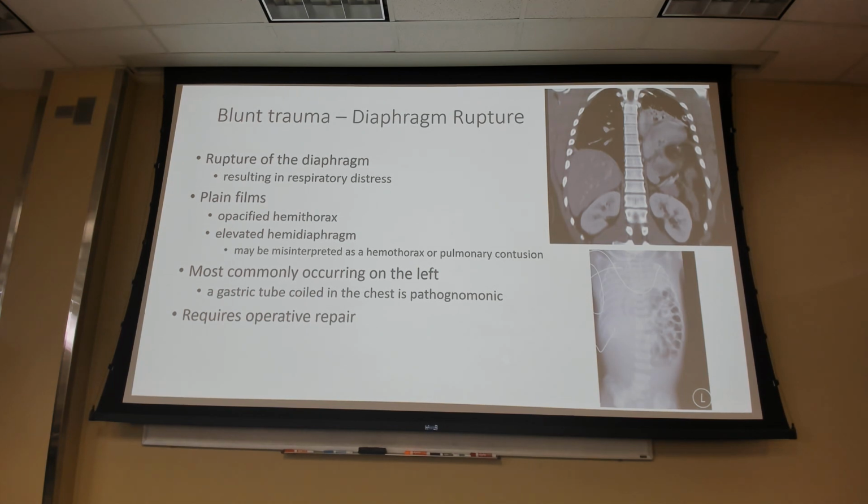Then we have diaphragm rupture. This can cause pretty significant respiratory distress, and typically it's from blunt trauma. Typically on the left side of the chest is where we're commonly going to see these.